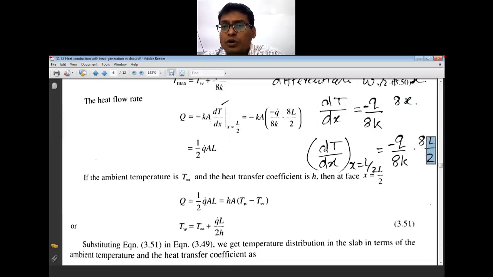So this will become equal to minus q dot upon 8k into 8 L by 2. By simplifying, Q is equal to 1 by 2 q dot A L. So this is the heat flow rate. Now in this case, we have not taken into consideration the convective coefficient. Here we are assuming the ambient temperature T infinity and the heat transfer coefficient is h.